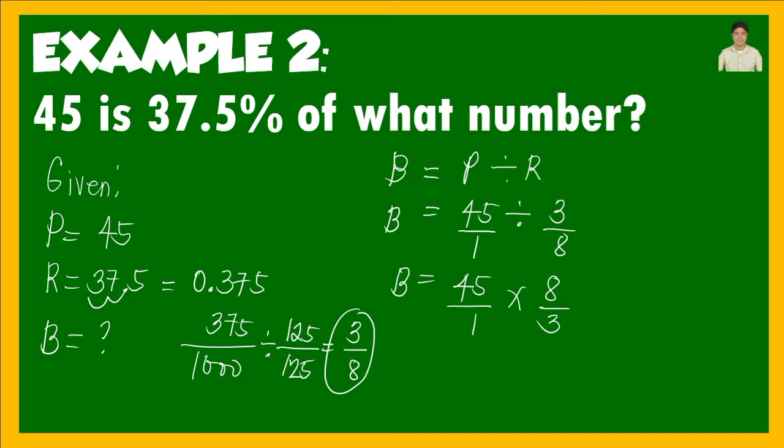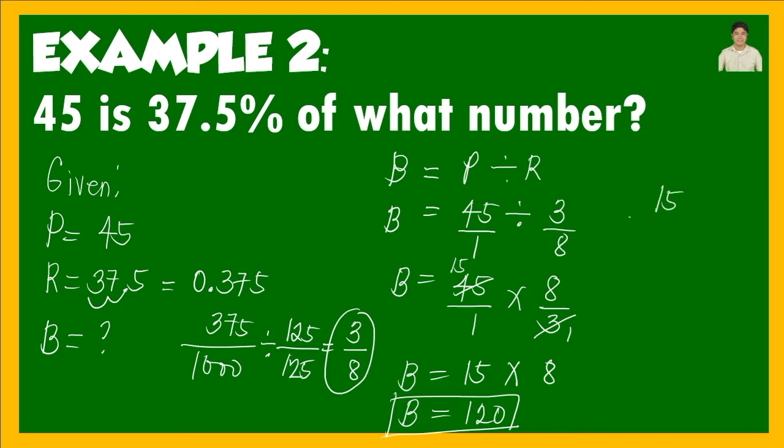And then we'll apply cross multiplication or cancellation. So 3 and 45. So, itong 45 magiging 15. Itong 3 magiging 1. So, ang matitira na lang po is 15 tsaka 8. 15 times 8, pag minultiply po natin yan, ang lilitaw pong sagot is 120. Okay. So, multiply natin 15 by 8. 5 times 8, 40. So, we'll write 0 and then carry 4. 1 times 8, 8 plus 4, 12. So, our answer, our base is 120.